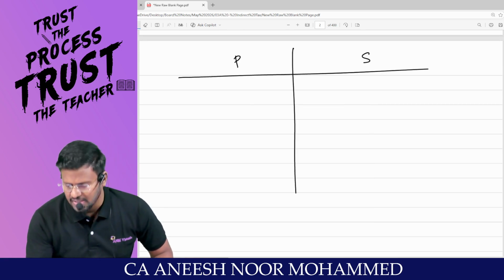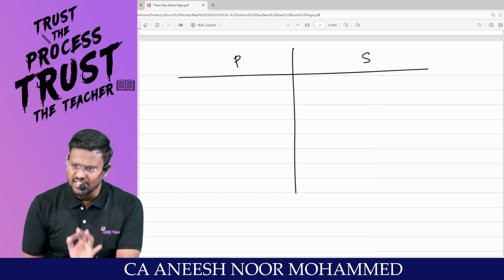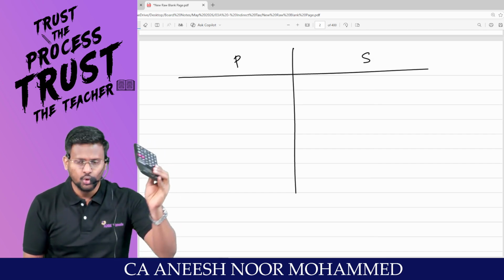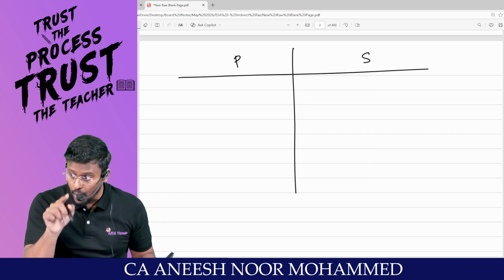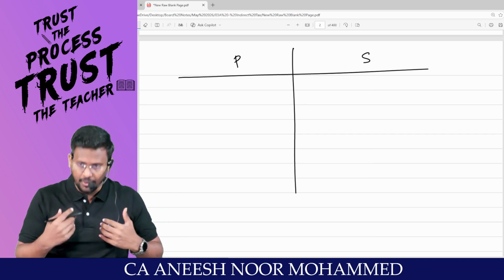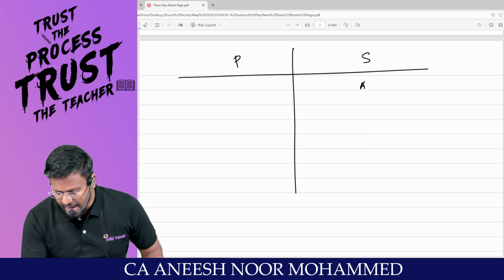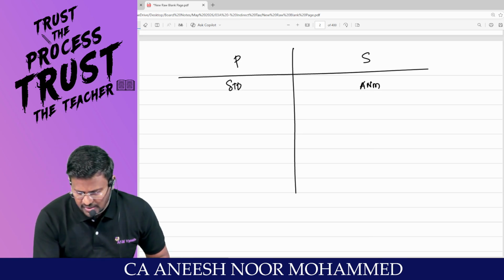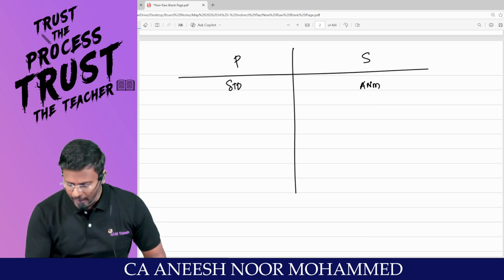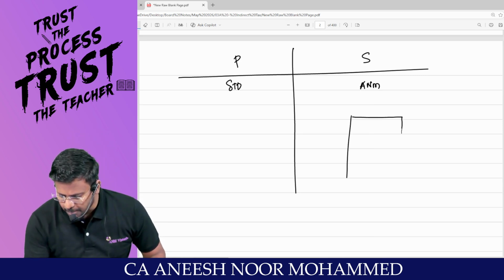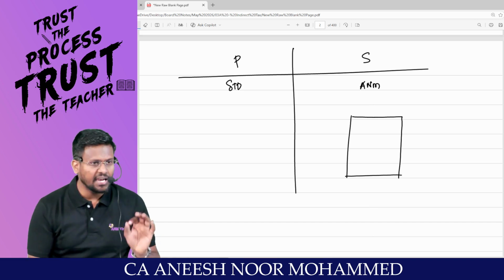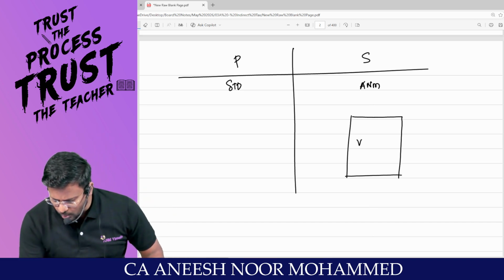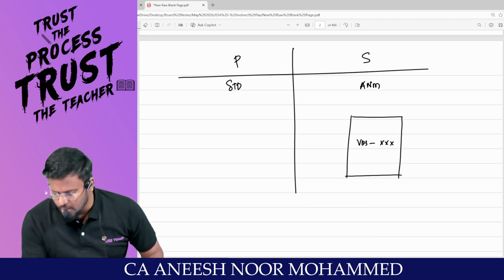One is purchase and the other is sale. Assume that you are purchasing this calculator from me. So A&M is the seller, and my dear lovable students are the purchasers. When I sell to you, I am supposed to raise an invoice. The seller is supposed to raise an invoice. Am I right? In that invoice, I will show the value of supply.